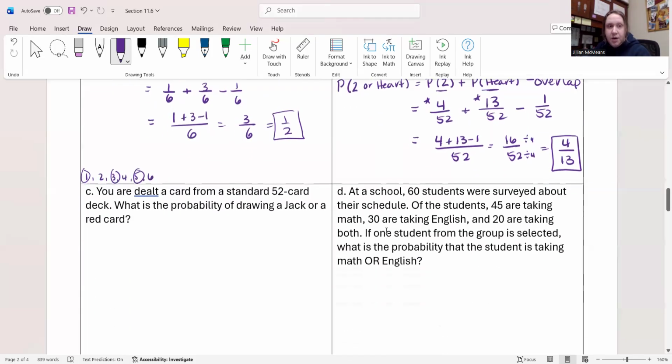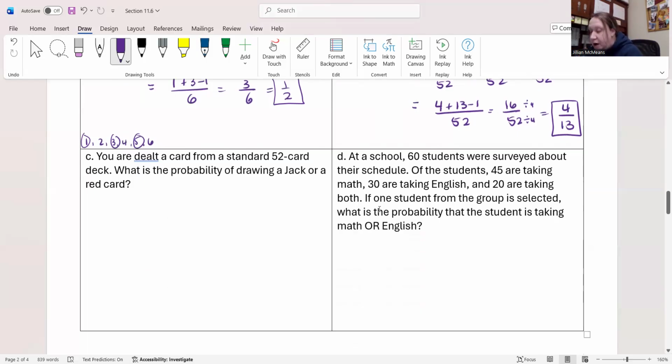All right, let's look at another one. So a deck of cards again. Part C, you are dealt a card from a standard 52 card deck. What is the probability of drawing a jack or a red card? So we know we have 4 jacks. We have 26 red cards, but there are red cards that are also jacks. So we want the probability of a jack or a red card. And I haven't mentioned it, but notice we still have the word or. When we're dealing with these or probabilities, it's kind of obvious because you're going to see this or that.